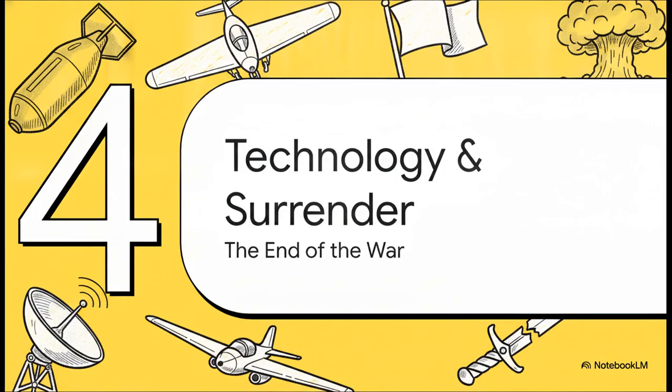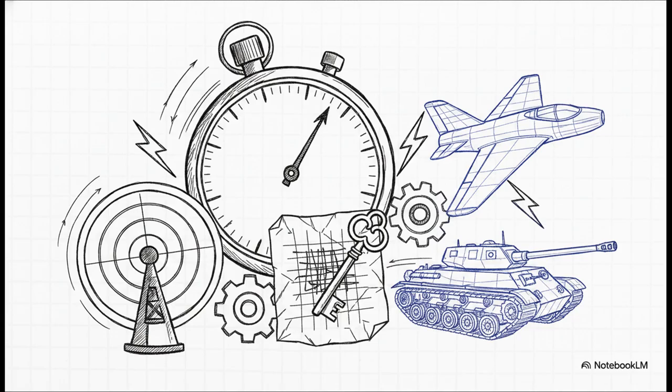Chapter 4. Technology and Surrender. Now, what's really interesting about this slide is that the scientific advancements happening behind closed doors were just as critical as the frontline fighting. The leap in technology during these 6 years was absolutely staggering. We saw the rapid refinement of radar offering crucial early warnings that saved countless lives.